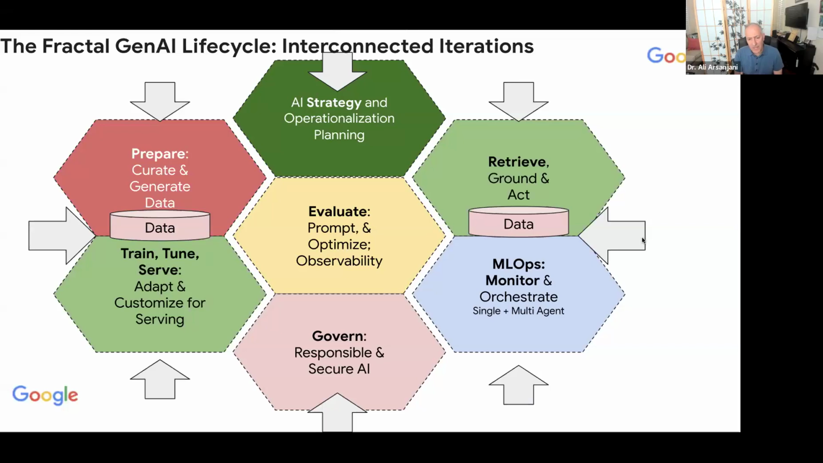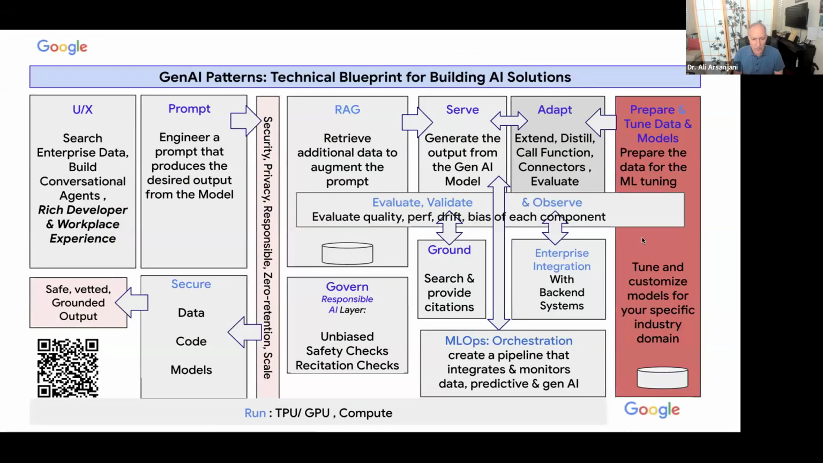Going on to the next slide, the architecture, if you can think of it as a reference architecture that supports all of these capabilities, for example, that you would have on the Google Cloud Platform, starting with enterprise search, building conversational agents, the prompting, the RAG, the serving, adapting the models, grounding your information, integrating with enterprise systems, governing the output of your models, orchestrating them in pipelines while monitoring the results.